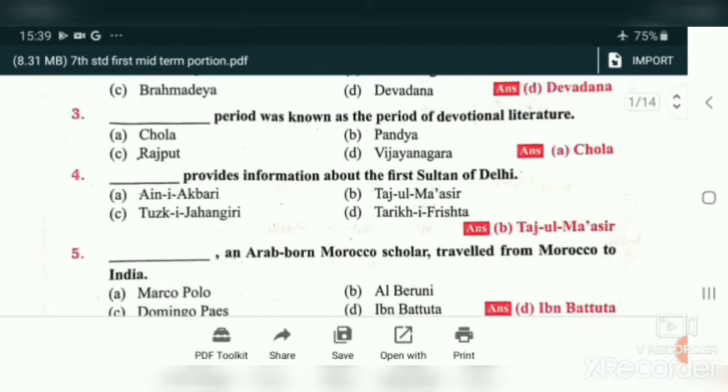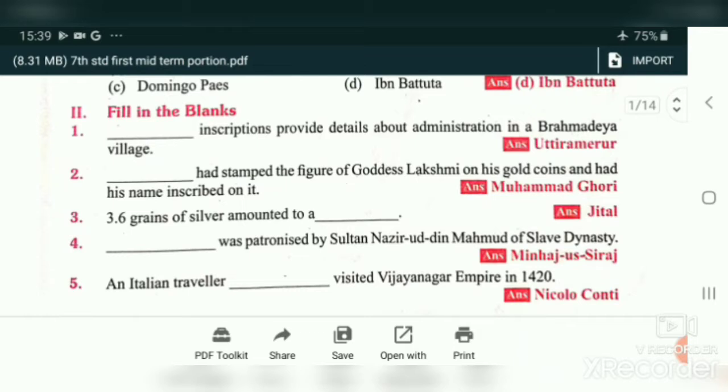Have you noted? Okay, now we will move to fill in the blanks. Dash inscription provides details about administration in a Brahmadaya village. Uttiramerur inscription. Now this one is very important. One more question: Uttiramerur inscription provides details about administration in a Brahmadaya village.